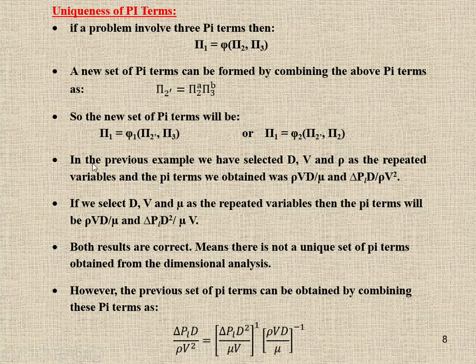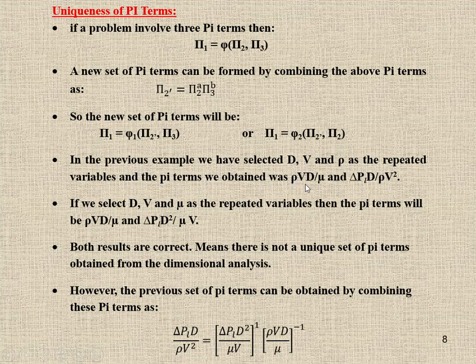But here you see, in the previous example we selected d, v, rho as the repeated variables, and the pi terms, in the very first lecture, we solved this problem of week 7. So this was the pi terms we obtained. The pi 1 we obtained this, and the pi 3 we obtained, this is the value.